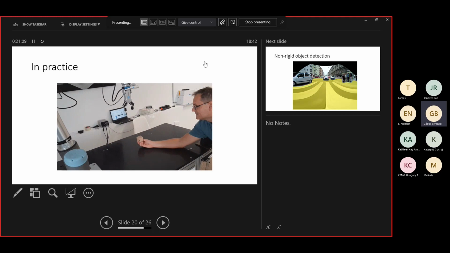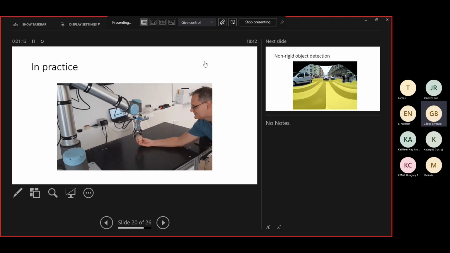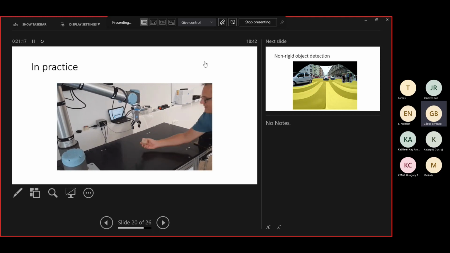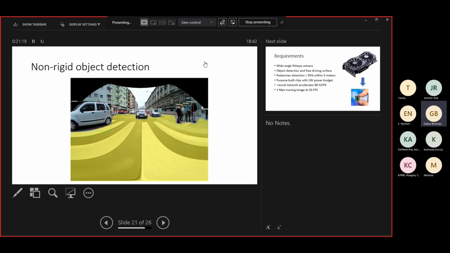It's really hard to see the cube for the algorithm, but this also proves the power of the gradient-based algorithms. Okay, non-rigid object detection: detecting, okay, back to cats, dogs, humans, cars, whatsoever.